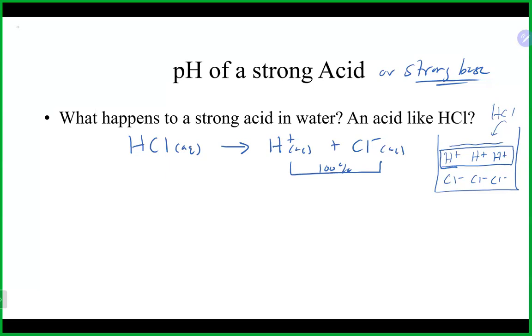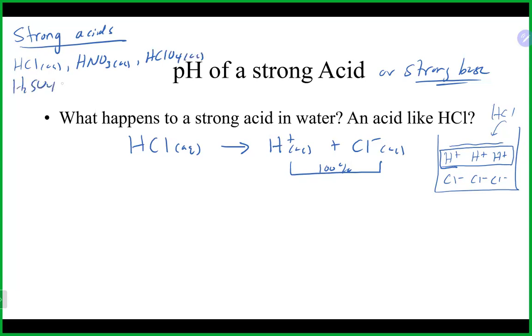Now, a reminder that there is that list of strong acids, which frankly you should be aware of because it does make things somewhat easier. Hydrochloric acid is obviously on that list. Nitric acid is on that list. Perchloric acid is on that list. Sulfuric acid, hydrobromic acid, and hydroiodic acid.